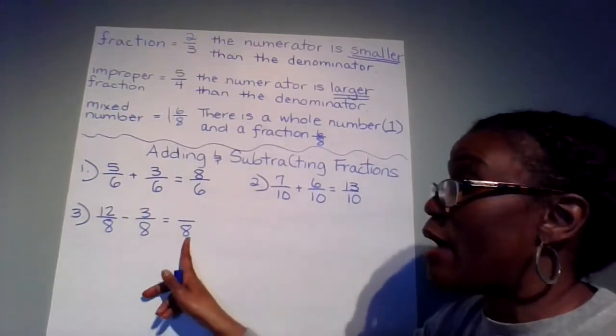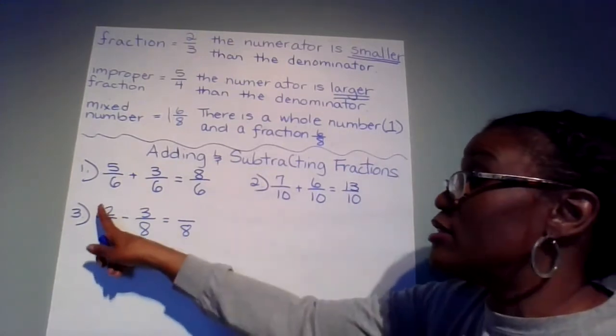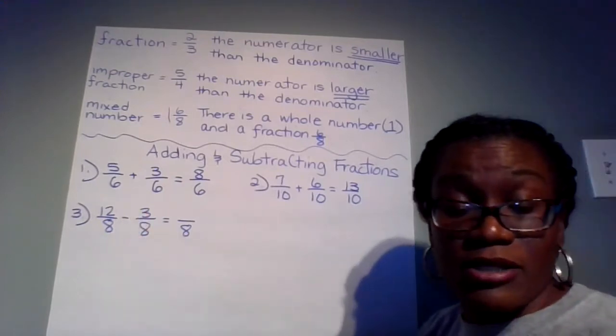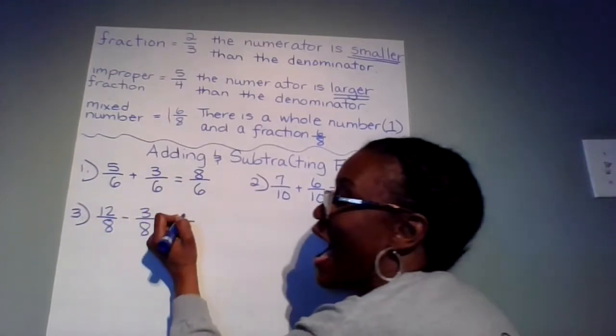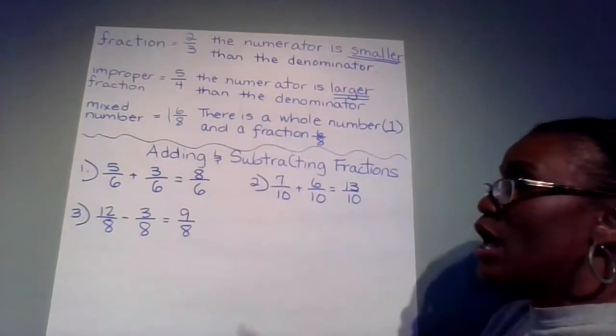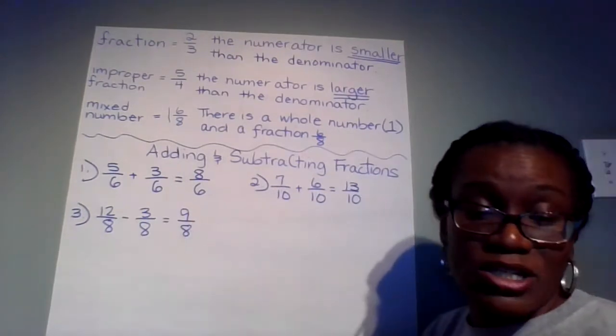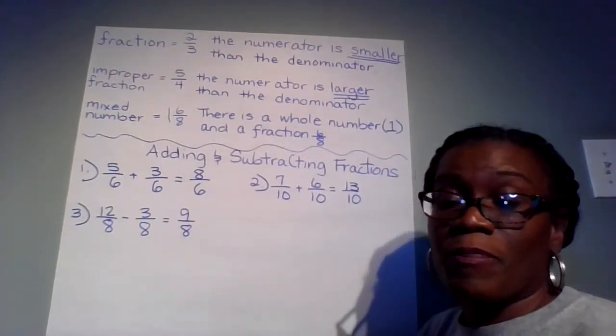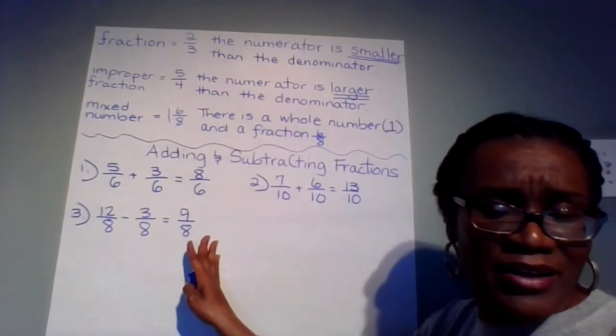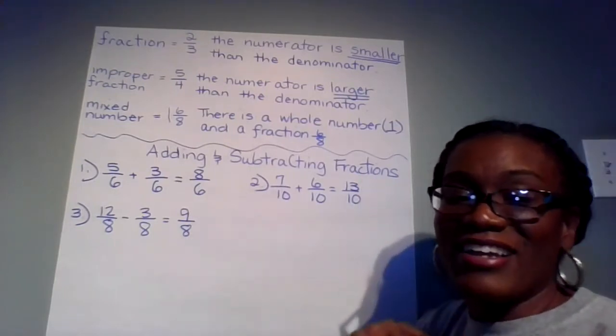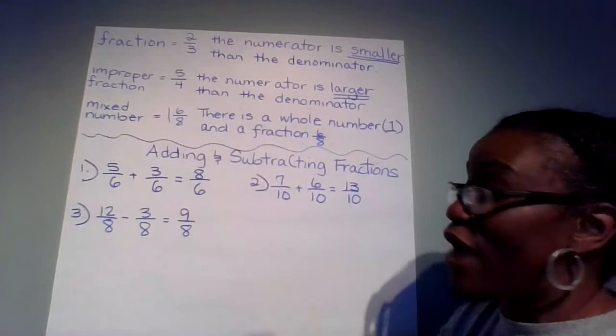So our denominator is going to be 8, and then 12 minus 3 is what? 9. Good job, you guys. And so our fraction is 9/8. And what kind of fraction is that again? You got it. It is an improper fraction.